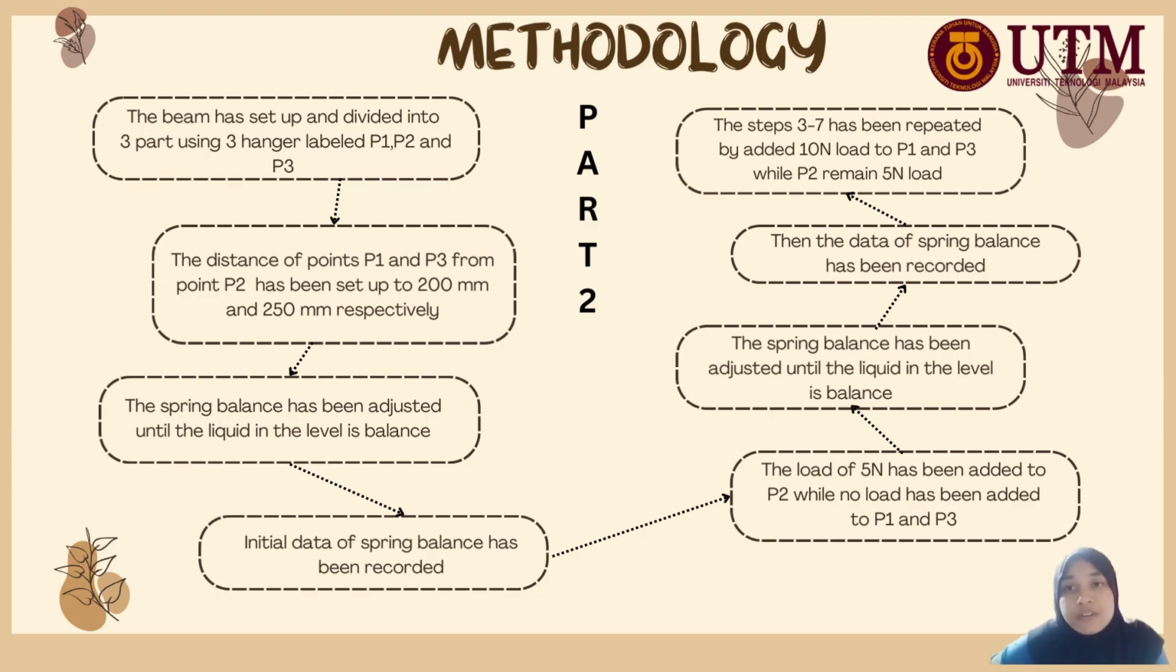The load of 5 Newton has been added to P2 while no load has been added to P1 and P3. The spring balance has been adjusted again until the level of the liquid is balanced. Then the data of the spring balance has been recorded. Steps 3 until 7 have been repeated by adding the load of 10 Newton to P1 and P3 while the load at P2 remained 5 Newton.